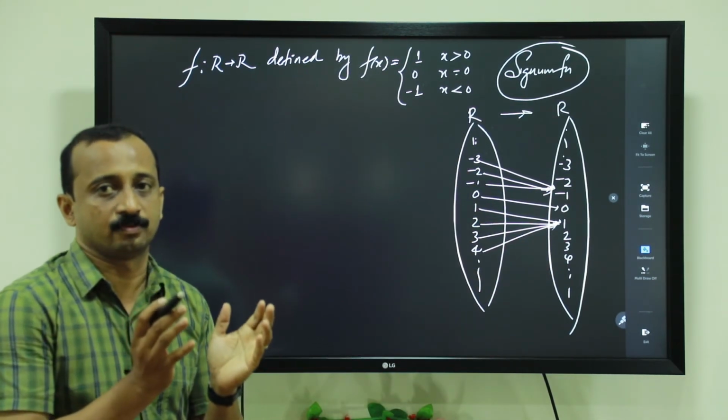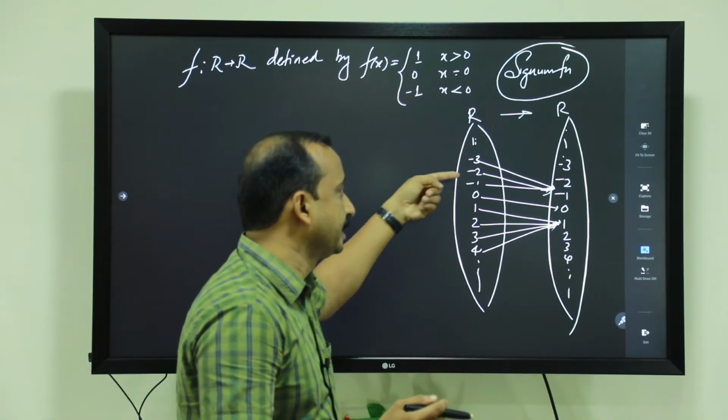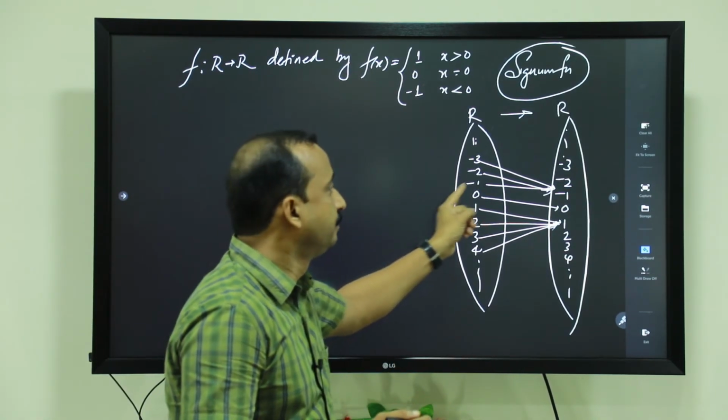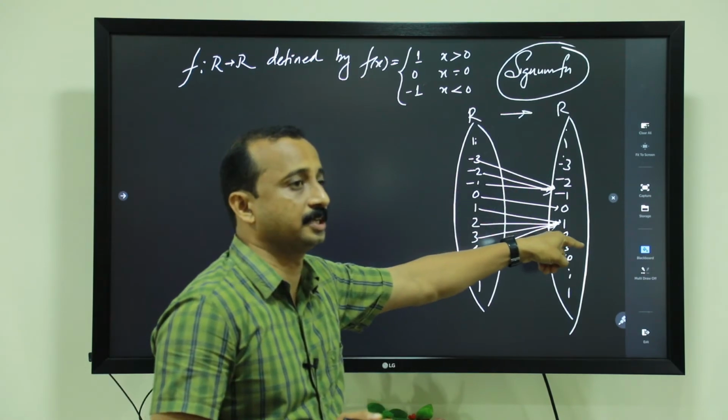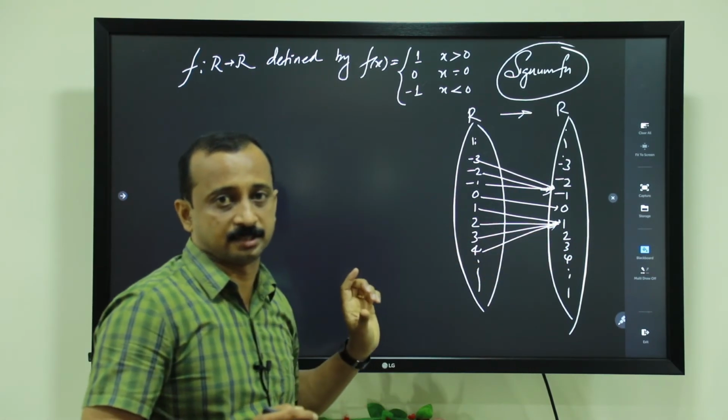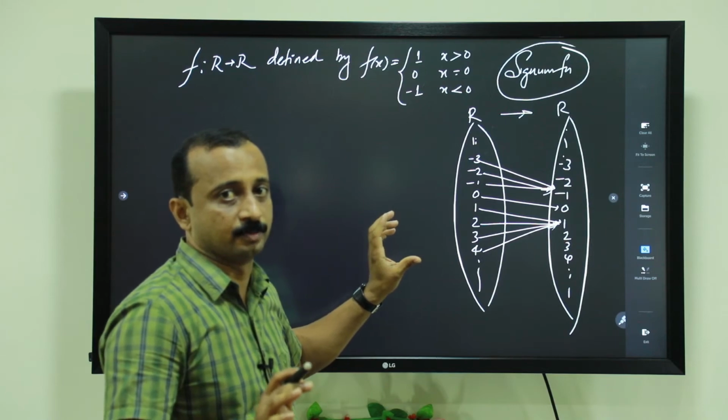Clearly our function is not one-one. If you take x1 equal to minus 1 and x2 equal to 1, we get different images. Different elements have different images, but that is possible only in these two cases, or minus 2 and 2, that is possible.